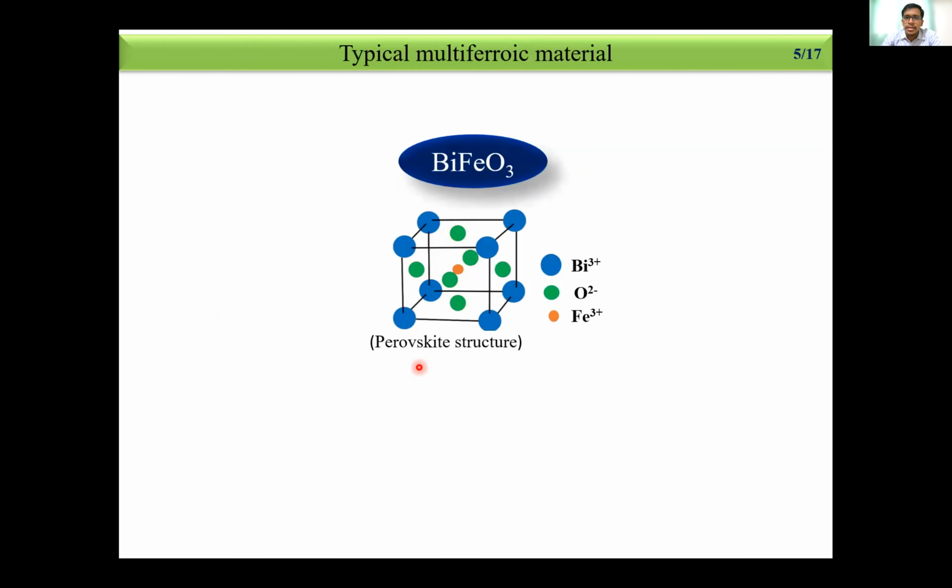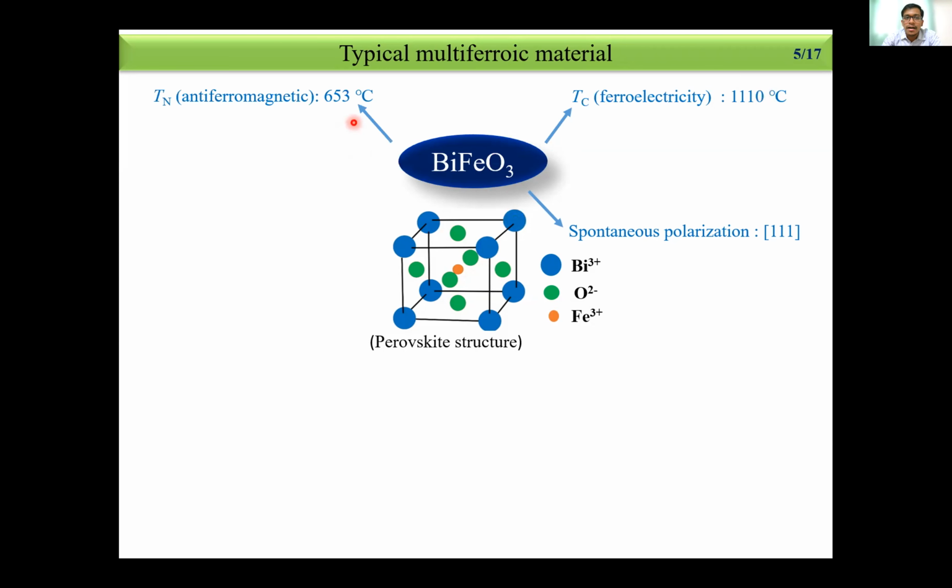There are so many multiferroic materials, but I consider bismuth ferrite. Bismuth ferrite contains iron at the center, the faces contain oxygen, and the corners contain bismuth. Other features are that it has spontaneous polarization along the diagonal. It has a Curie temperature of around 1000 degrees Celsius, and the Néel temperature is around 600 degrees Celsius.